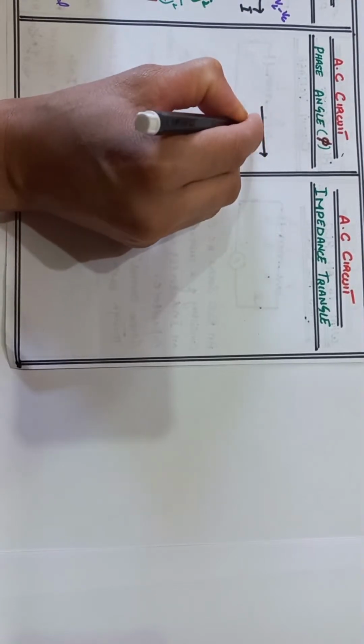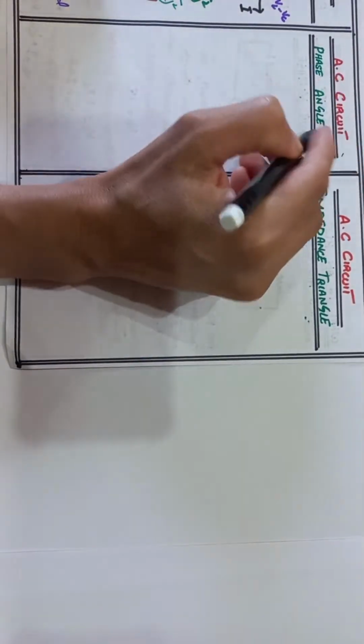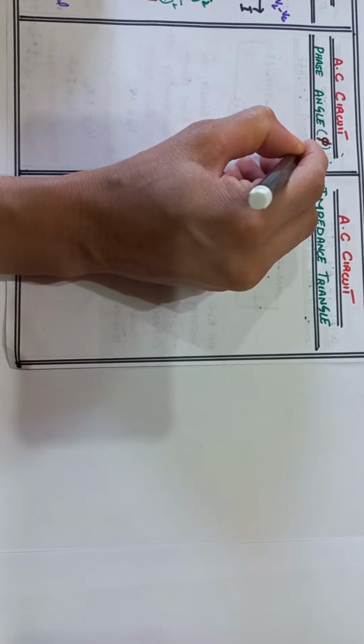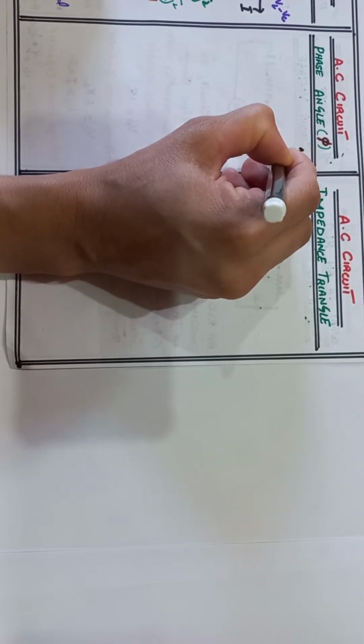First we draw the phasor diagram. Same diagram: on the x-axis we take the voltage VR, and on the y-axis we take the voltage VL minus VC, and the resultant voltage V makes an angle phi with the reference axis, that is the current I.